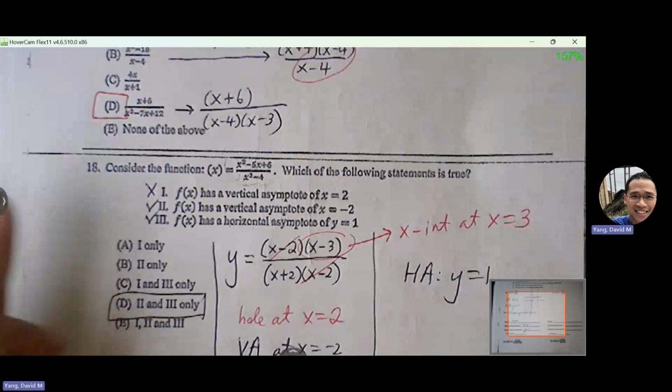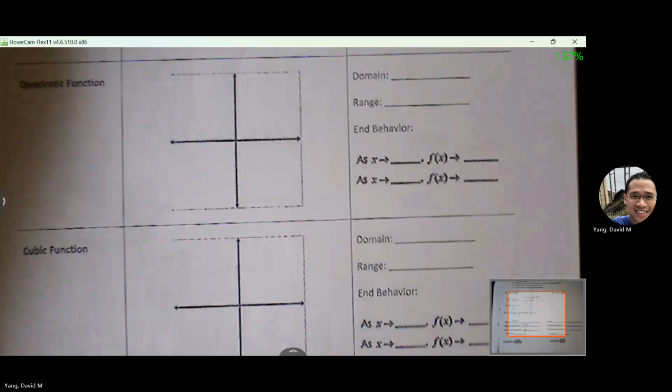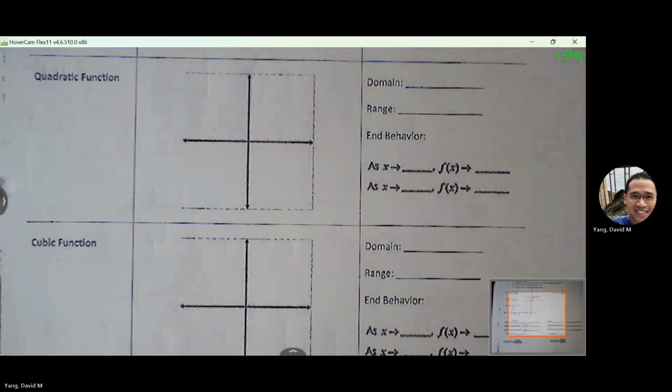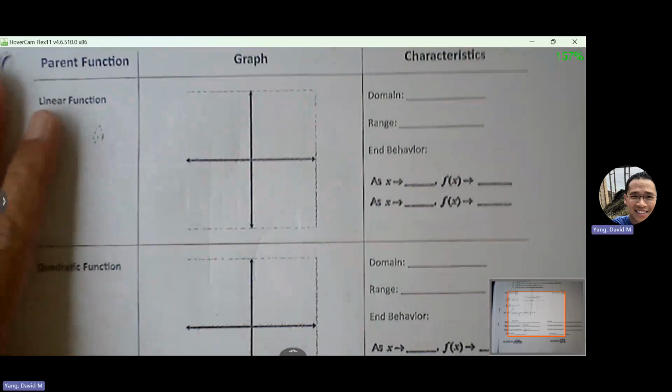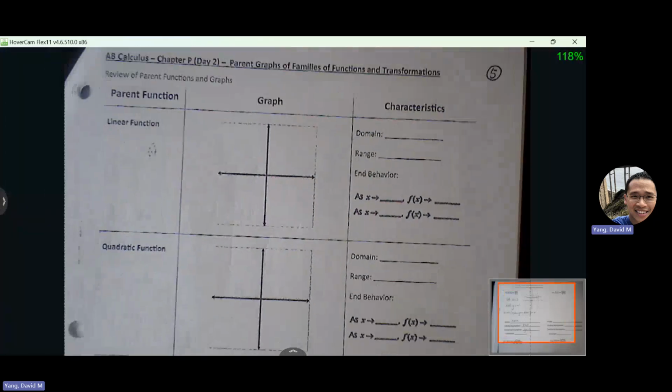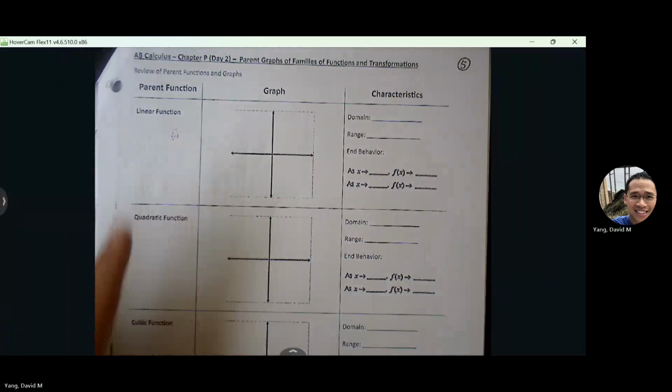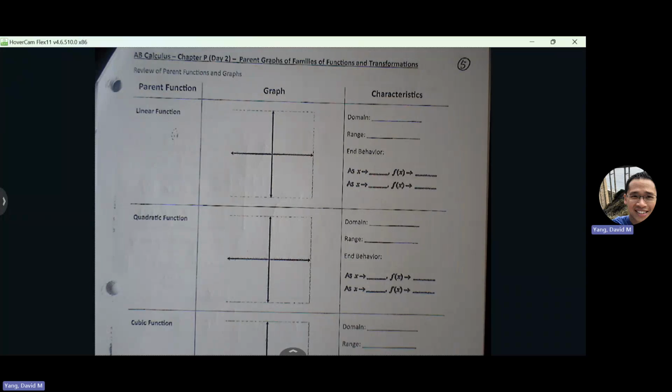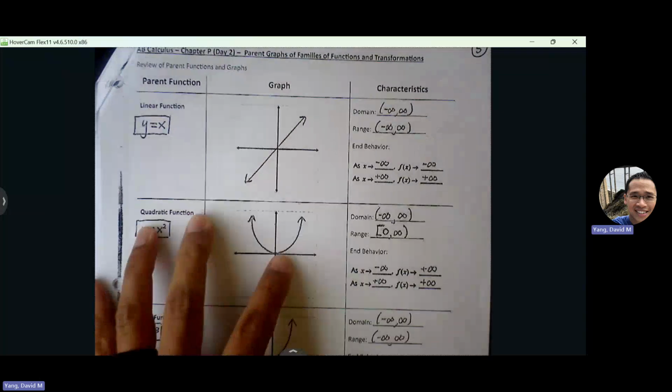Hey, page 5. These are just parent functions of different families of functions that are good to know, just in terms of what they generally look like and how they behave. So I'm going to have you guys copy these down.